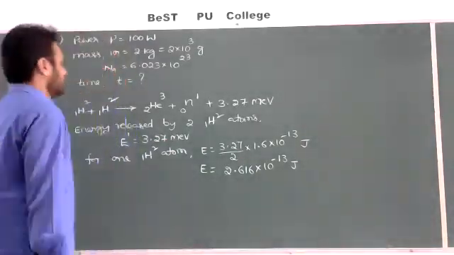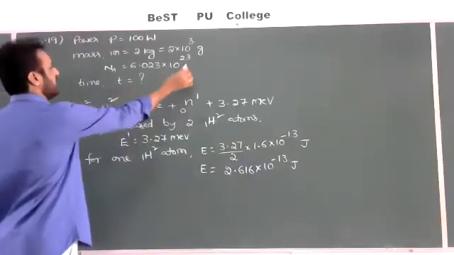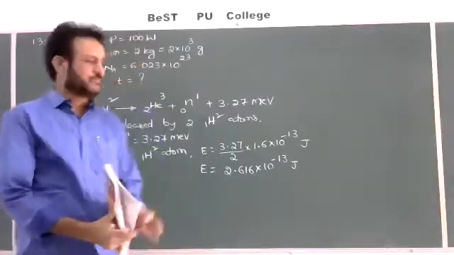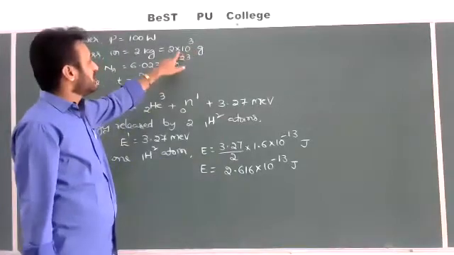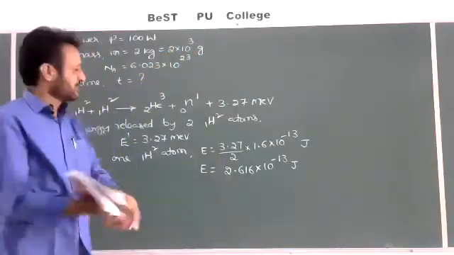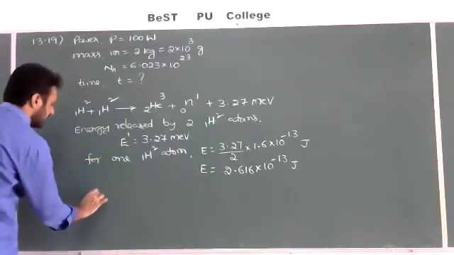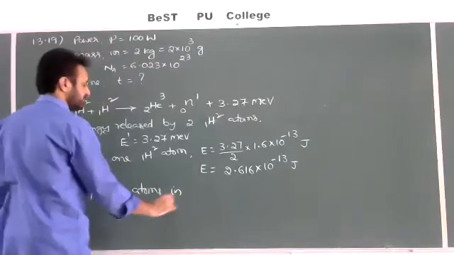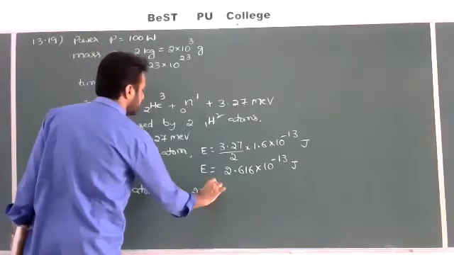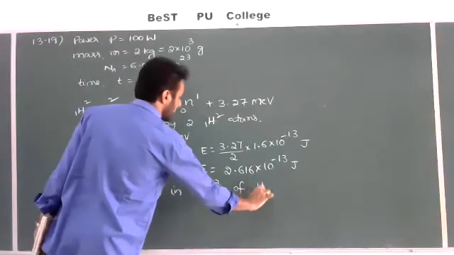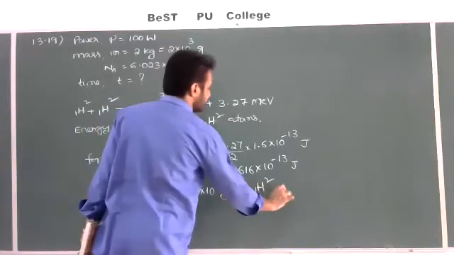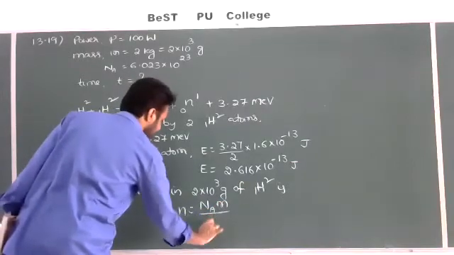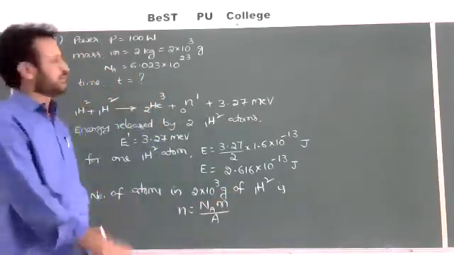Now, what are they asking in the question? For total 2 kg of deuterium, how many atoms participated? For 1 atom the energy emitted is known, but how many atoms do 2000 grams contain? You should calculate first from Avogadro hypothesis. Number of atoms in 2 into 10 to the power of 3 grams of 1H2: we know the formula, Avogadro number into mass of the sample by mass number. It is the formula for number of atoms.